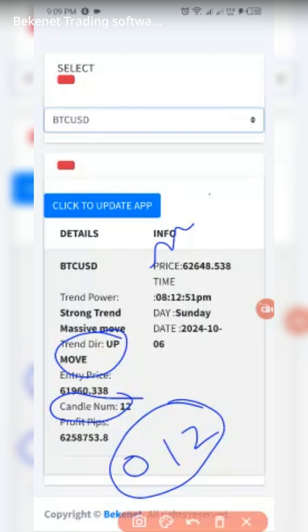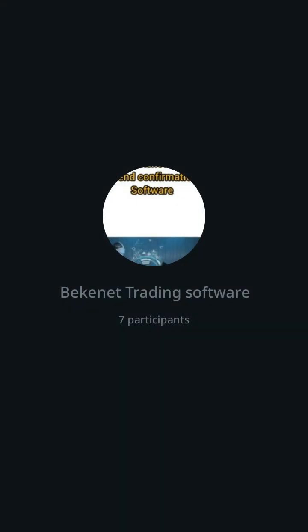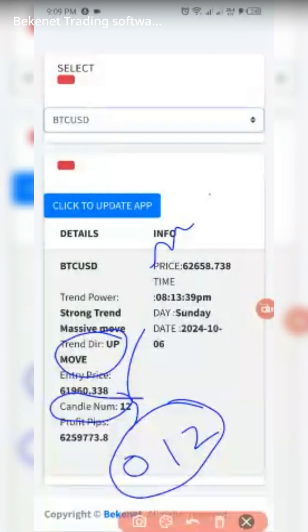Once you get it, you place your trade, put your stop loss, and what? You are good to go. Before I show you how to use the inbuilt chart to filter out this signal we just got, I'll go back to the main page now.